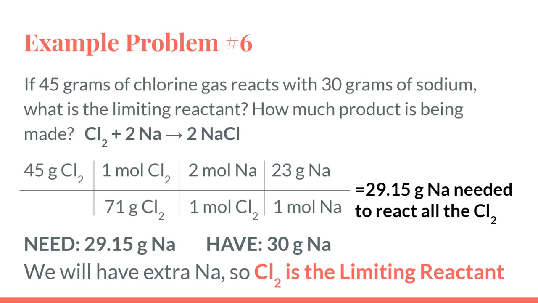Okay, you can think of it again like buying something. I need $29.15 to buy something. I have $30. Therefore, I can purchase that item and still have excess money in my wallet. So therefore, the Cl2 is going to be our limiting reactant.